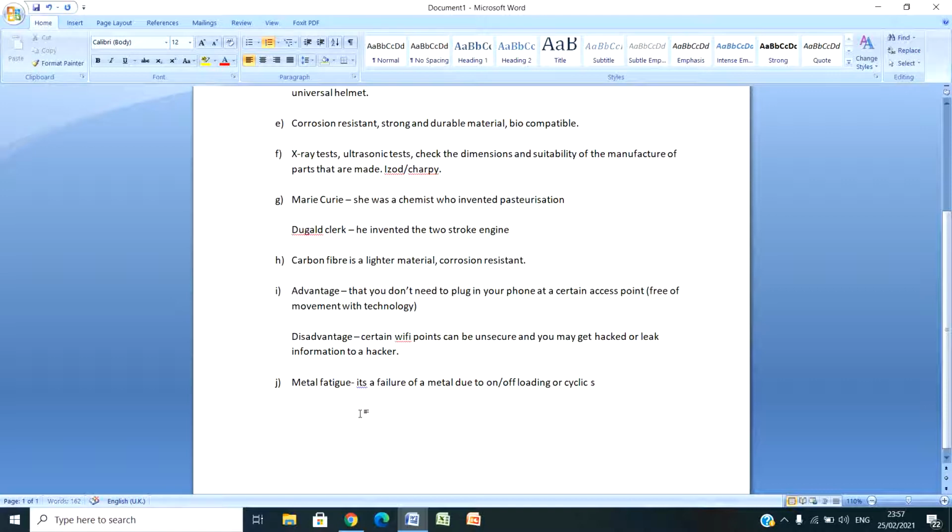Now, cyclical stress is essentially something that occurs over and over and over again. So you've got a lot of stresses acting on the blades of your aeroplane because they're constantly rotating around and getting caught in the wind. Okay, so that's cyclical stress. So due to on and off loading or cyclical stress over a long period of time.